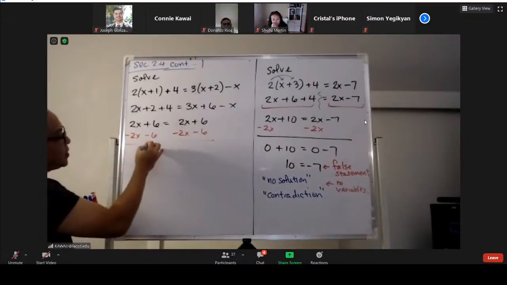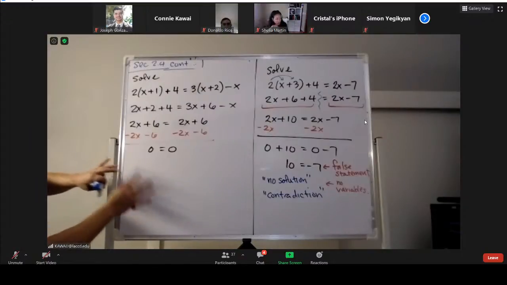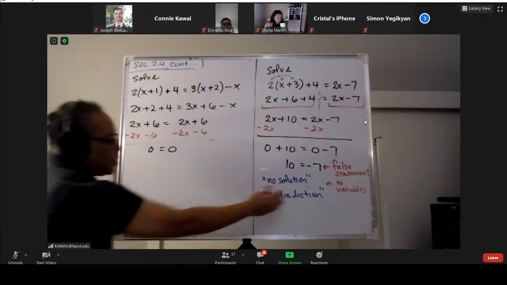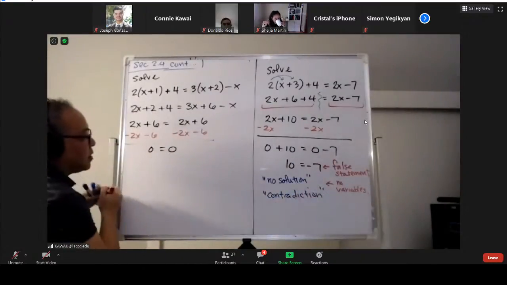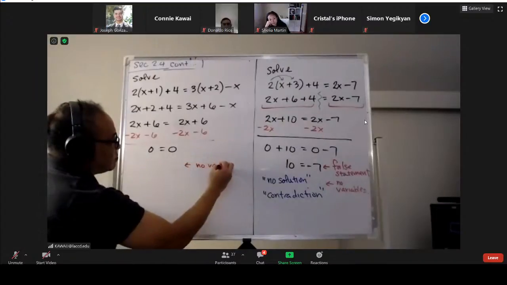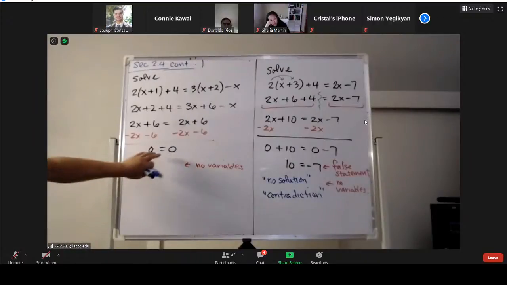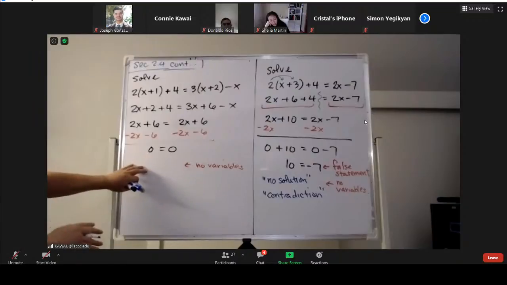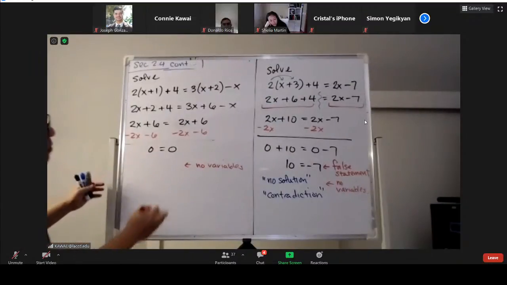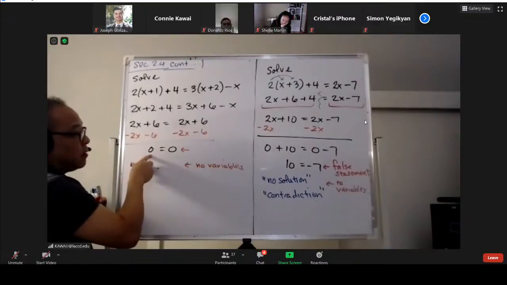And what will happen is we get something like this. So the same thing is happening here, almost. One thing that's similar to what we had over here is over here we have no variables. But over here, we have a true statement. This is saying 0 is equal to 0. That's true. When you're broke, you're broke.